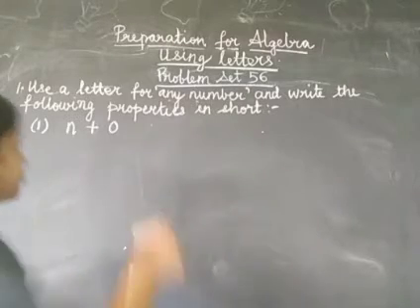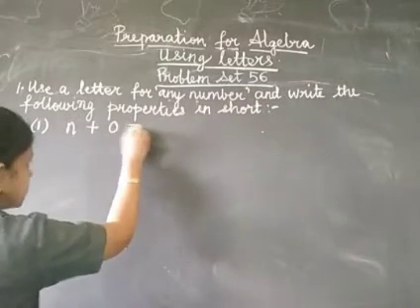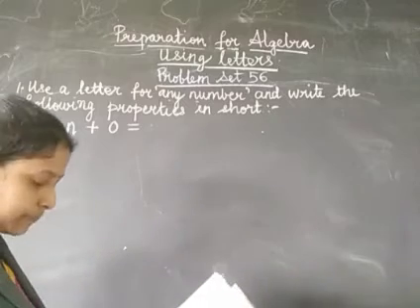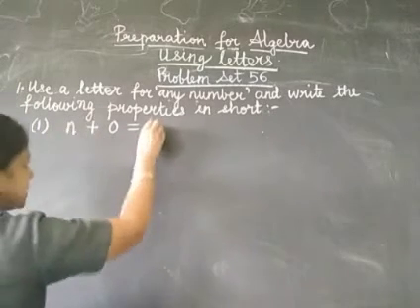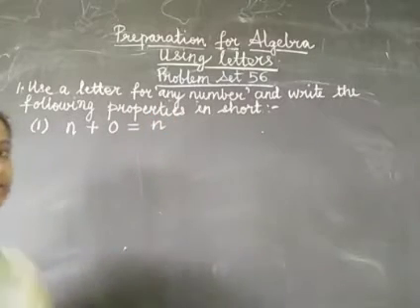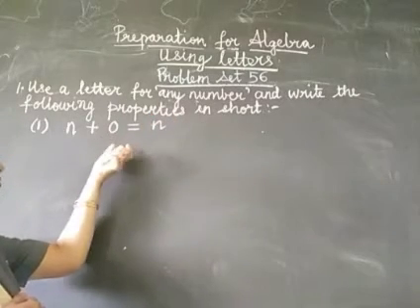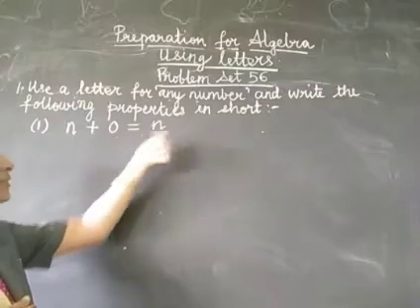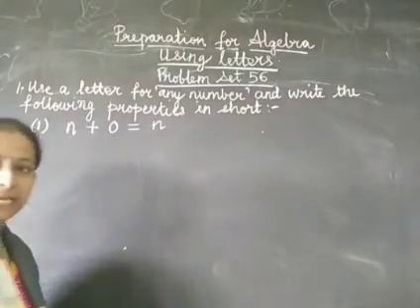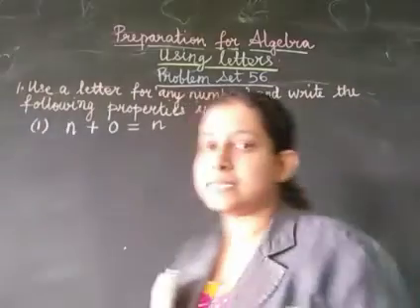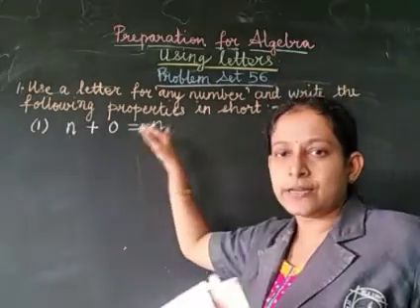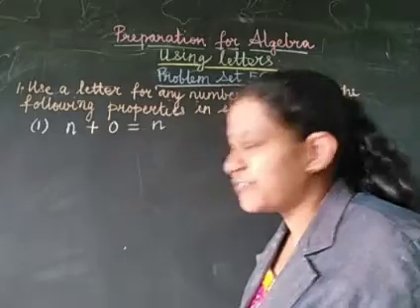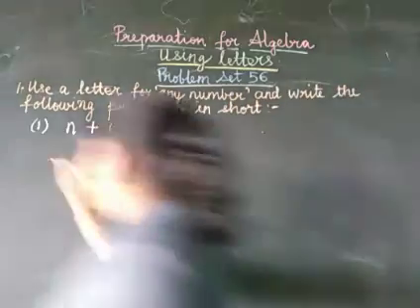Okay, and 0 means the equal to sign is the number itself. We have already learned this, that the sum of any number and 0 is always the number itself. So we can write this in a very short form. Okay, so this is the first problem. Let's go for the second one.